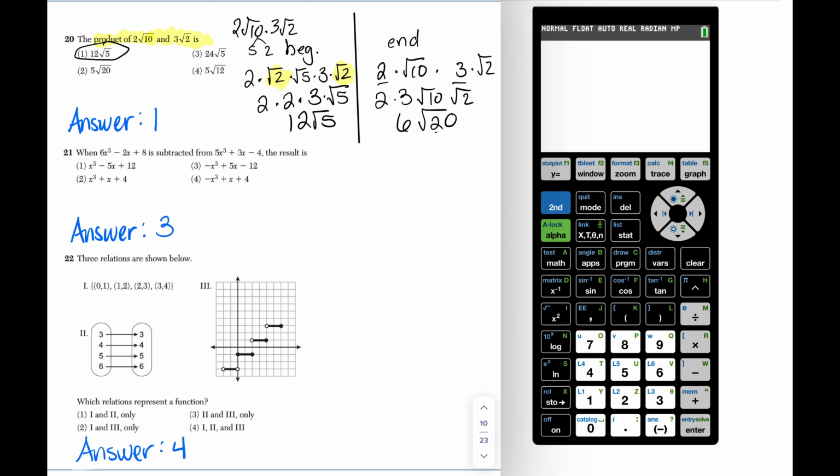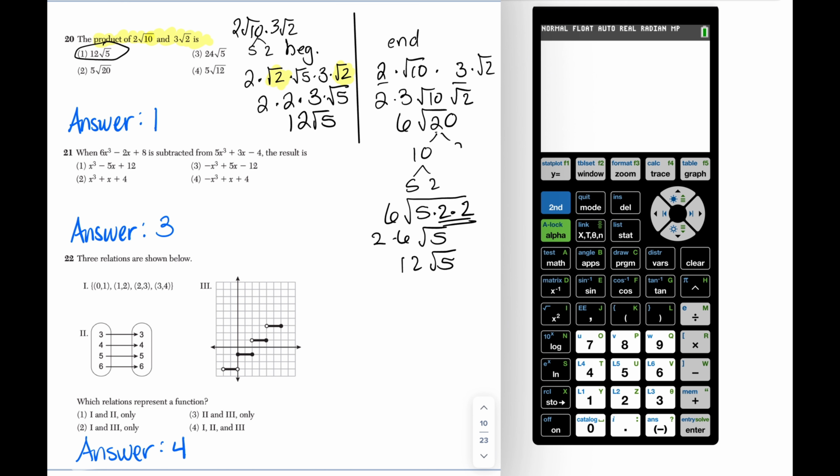So what are my factors for 20 when I keep breaking them down? Let's see, I would get 10 times 2, and I still got to break down 10 some more. 5 times 2. So this is kind of why I don't like doing it at the end, because I get 6 square root 5 times square root 2 times square root 2. Here we go, I can take that 2 out. So that would now be 2 times 6 square root 5, or 12 square root 5. That's why I don't really like doing it this way.